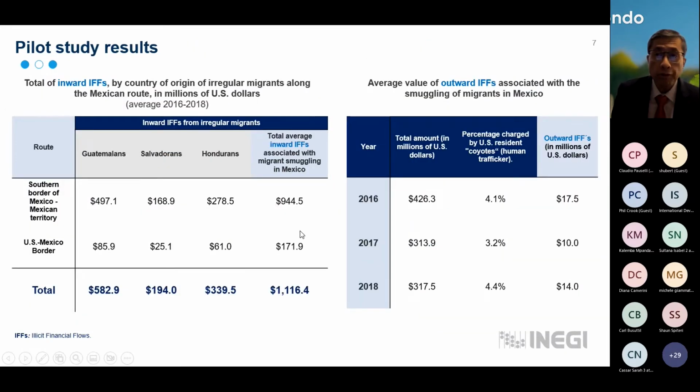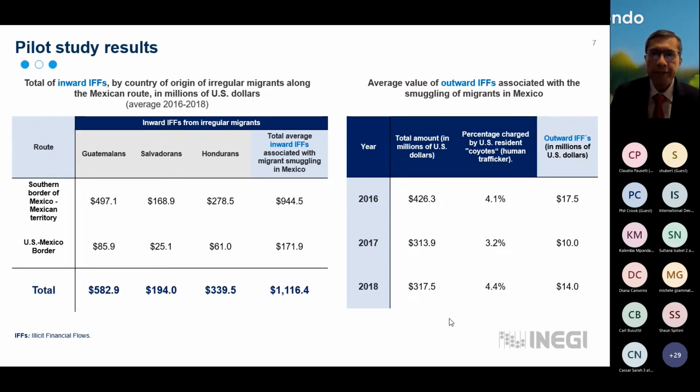Now, the results of the pilot. The total on the left is the total of inward illicit financial flows by country, from Guatemala, El Salvador, and Honduras, and the total average of inward illicit financial flows associated with migrant smuggling in Mexico. The average for 2016-2018 was 1,116 million US dollars. That's for the total inward illicit financial flows.